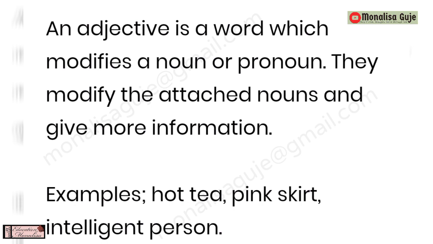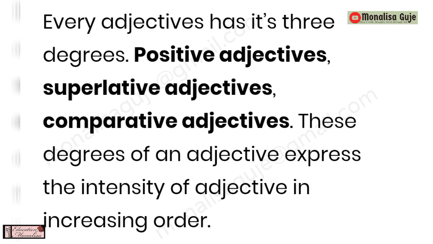An adjective is a word which modifies a noun or pronoun. They modify the attached nouns and give more information. Example: hot tea, pink skirt, intelligent person. Write: every adjective has its 3 degrees: positive, comparative, superlative. These degrees of an adjective express the intensity of adjectives in increasing order.